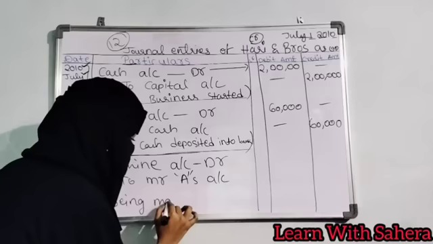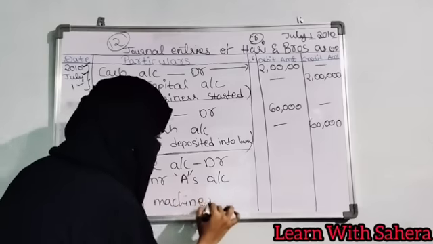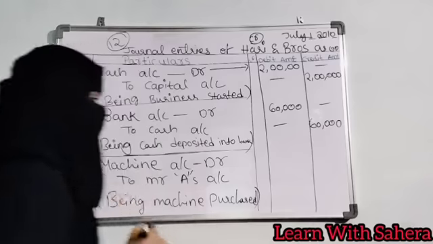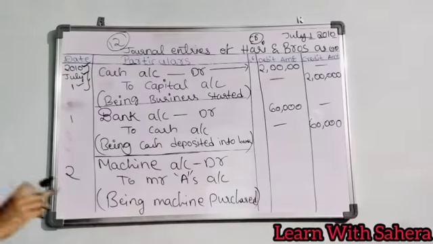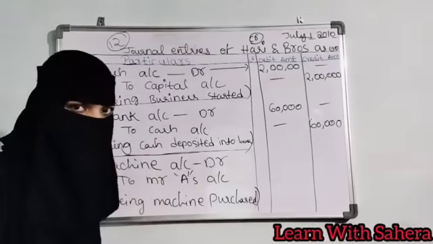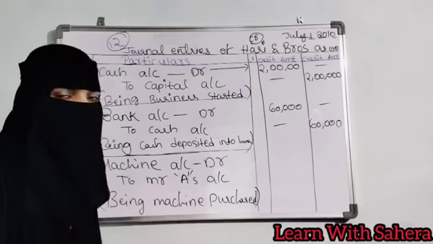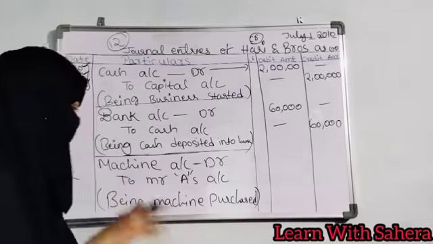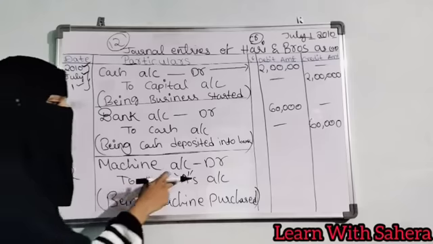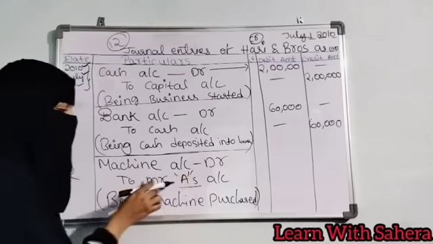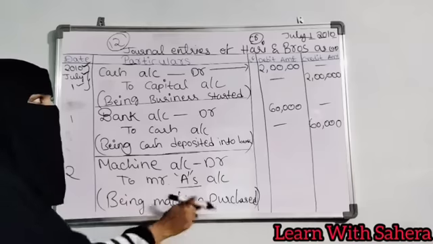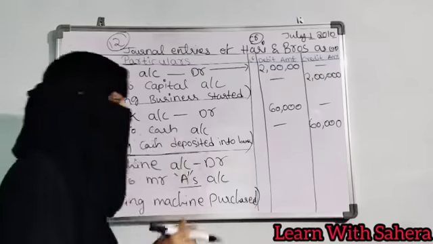Being machine purchased. Yes or no? So, machine is coming inside the business. So, real account rule is debit what comes in. Again and again I am saying for your clarification, children. So, who is the giver here? Mr. A is the giver. So, we are taking to Mr. A's account. What is the narration? Being machine purchased. So, how much is the amount, children?